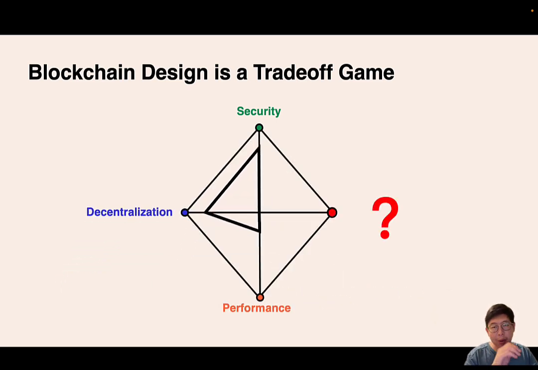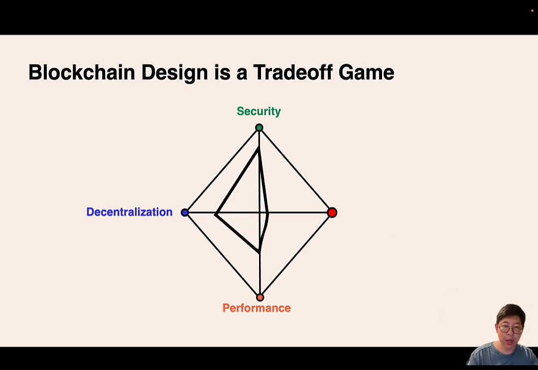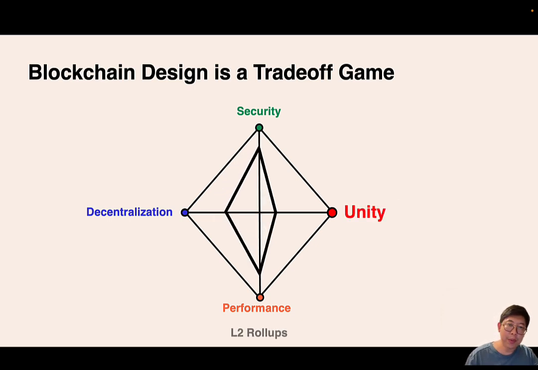So, people have been thinking about how we can break this kind of initial triangle of trade-off space. The solution, of course, is layer 2 rollup. So for layer 2 rollup, you get similar security as layer 1 blockchain, pretty good decentralization, and much higher performance. However, you're not getting all of these three for free. What is being traded off here is unity.